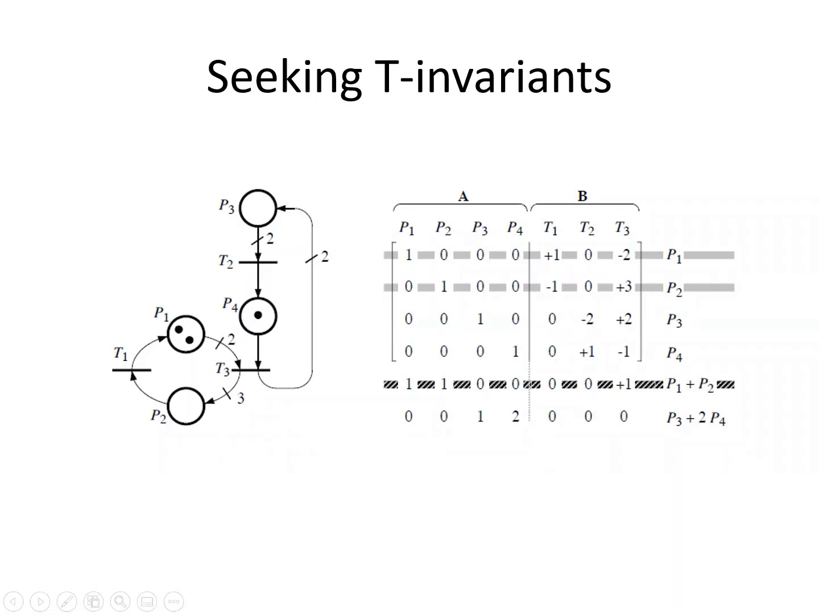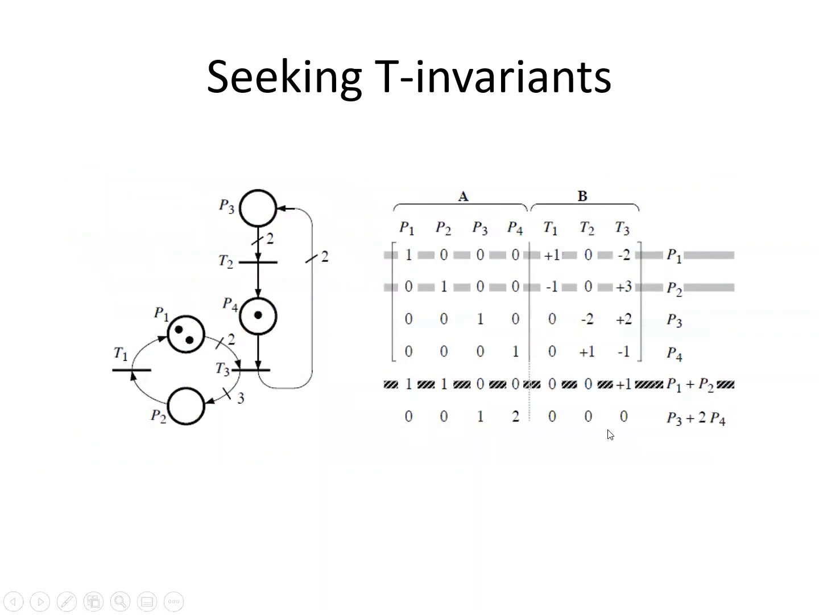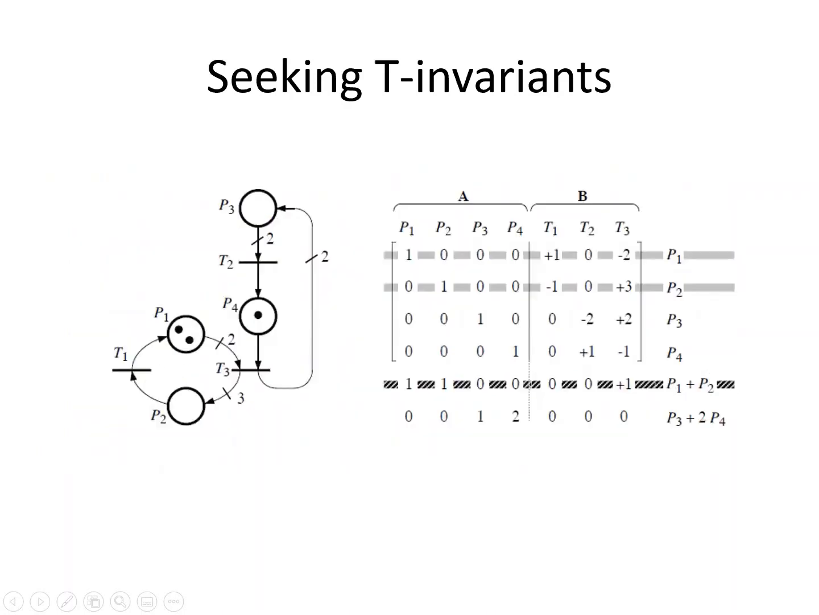Next step, you have to do some sort of deletions. And deletion, which is the second step: eliminate from matrix AB all the lines K whose element Kj is not 0. I think there is no such row which can be eliminated. Is there any row? Eliminate from matrix AB all the lines K whose element Kj is not 0. Okay, I think yeah, you're right. This one will be deleted, P3, since this is not 0. This one is also not 0, so delete this one.